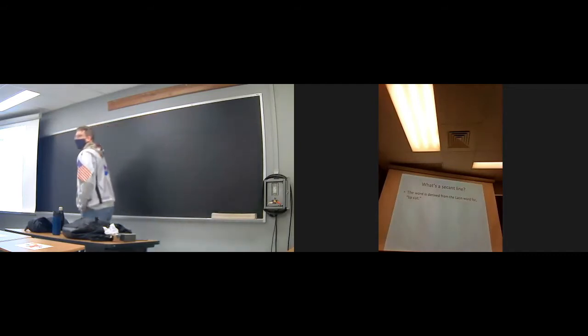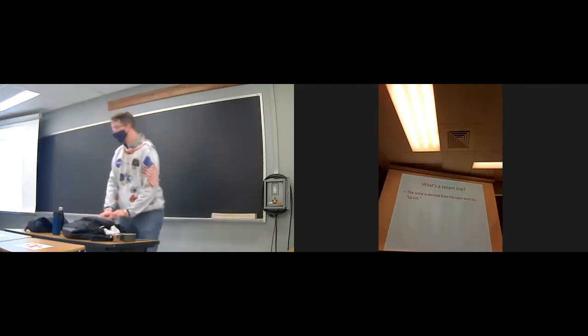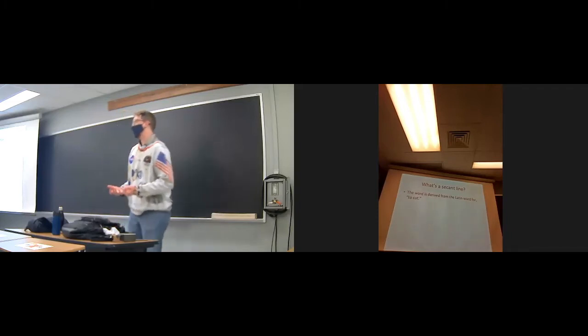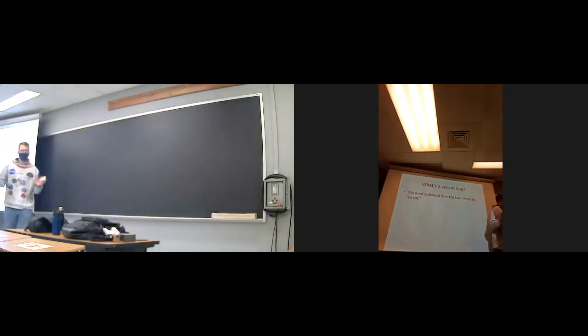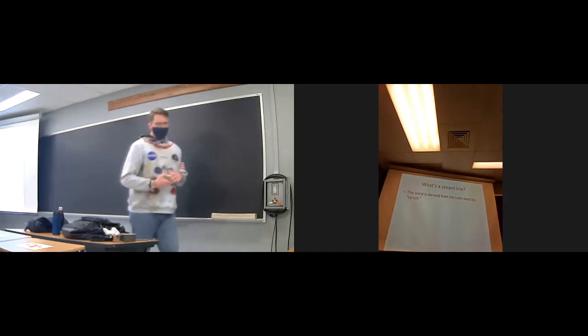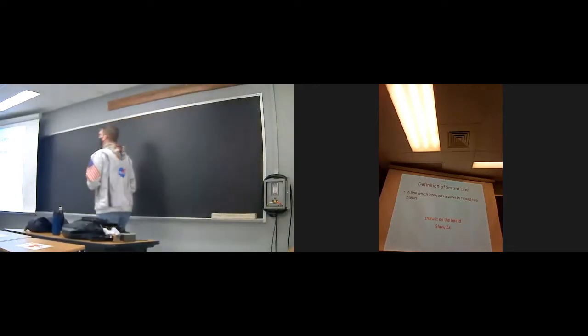Does anybody know what a secant line is? For curiosity? So the word secant is derived from the Latin word for to cut. So a secant line is going to do something about cutting a graph, right? Or a curve or something. That would make sense, right? That's where the word's derived from. A secant line is a line that intersects a curve in at least two different places.